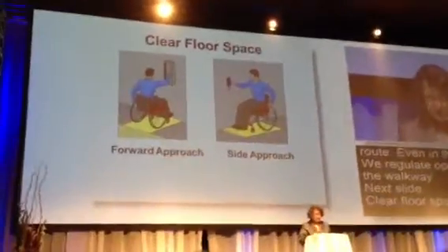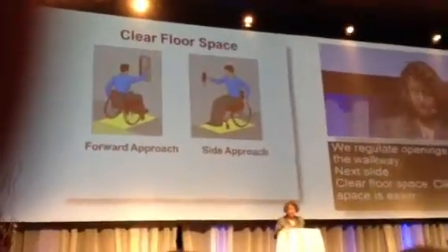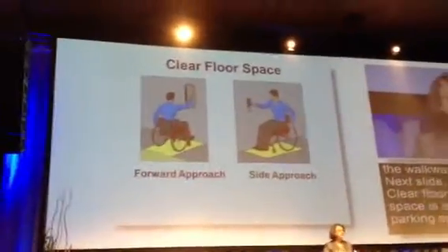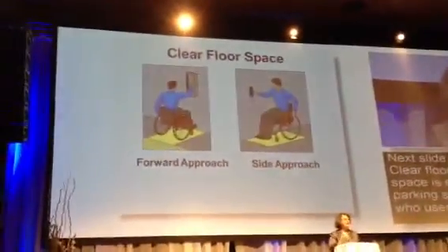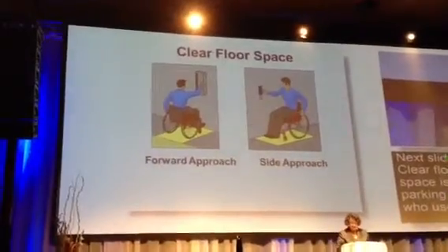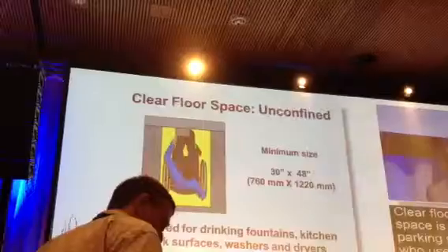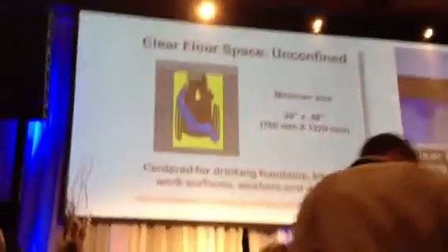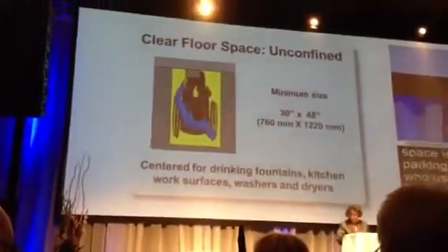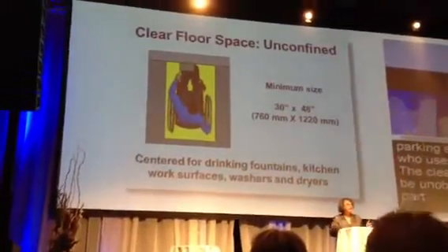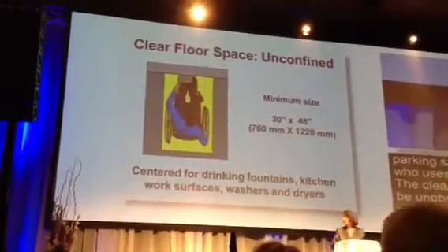Floor space is essentially the parking space for one who uses a wheelchair, and that clear floor space must be positioned at operable parts and at other features that are required to be accessible. And the clear floor space must be unobstructed for the most part. When the clear floor space is confined on three sides, it has to get bigger.